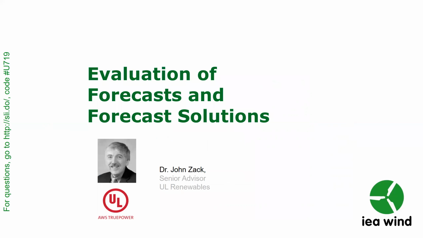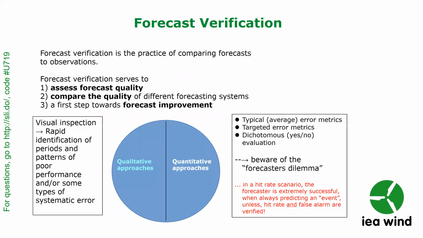I'll be talking about the evaluation of forecasts and forecast solutions. And as Jeff and Corinna have talked about, there are a number of factors that go into picking an optimal forecast solution. But one of the core factors is evaluating the performance. So which of the many solutions are going to provide the best performance for the user's application? It may sound like a simple question, but there are many issues.